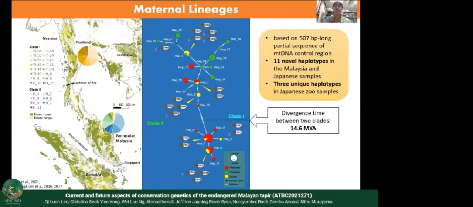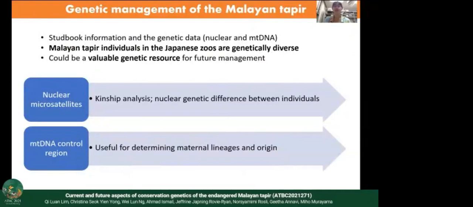Quantifying and understanding the distribution of genetic diversity in the Malayan tapir population from both native habitats and captive environments are essential for effective population management. From this study, we learned that the Malayan tapir individuals in the Japanese zoos are genetically diverse and could serve as a valuable genetic resource for future management.